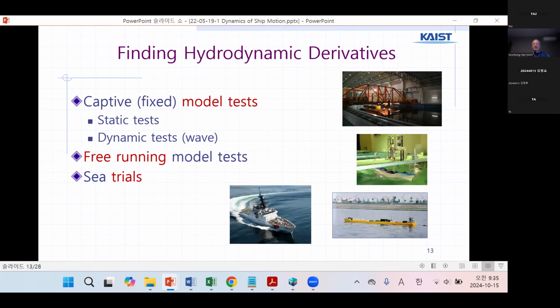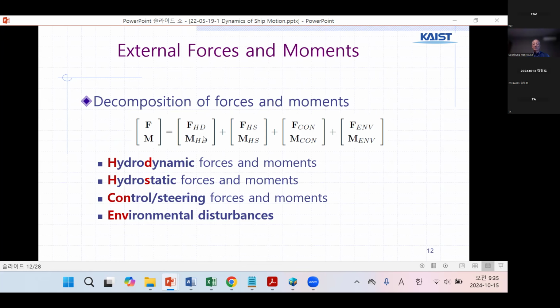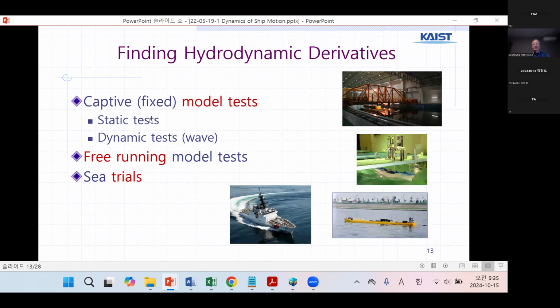Then how can you find the derivatives of parameters for each of these functions? There should be equations of parameters, and they can be measured or calculated using model tests. At the top there is a model test, where the model is fixed to the carriage, so we call this a captive model test. There are also static tests and dynamic tests, and also free running model tests. This one at the right bottom is a free running model test.